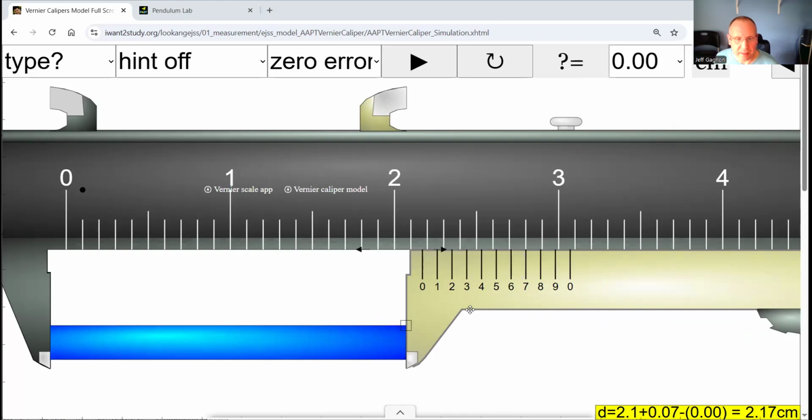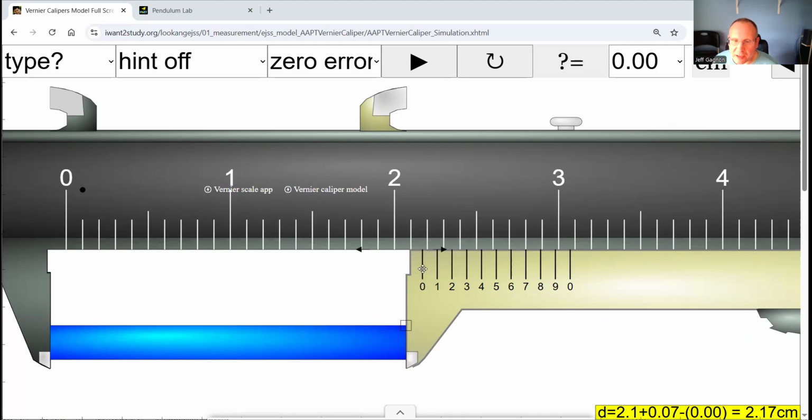Okay, let's say this is the length of the new object. So again, I want to read where the zero is on the main scale. In this case, it's past 2.1, right? Because this marking would be 2.1 and not quite 2.2. Eyeballing it, it looks like it's a little bit past halfway, so it might be 2.16, 17, 18, somewhere in there.